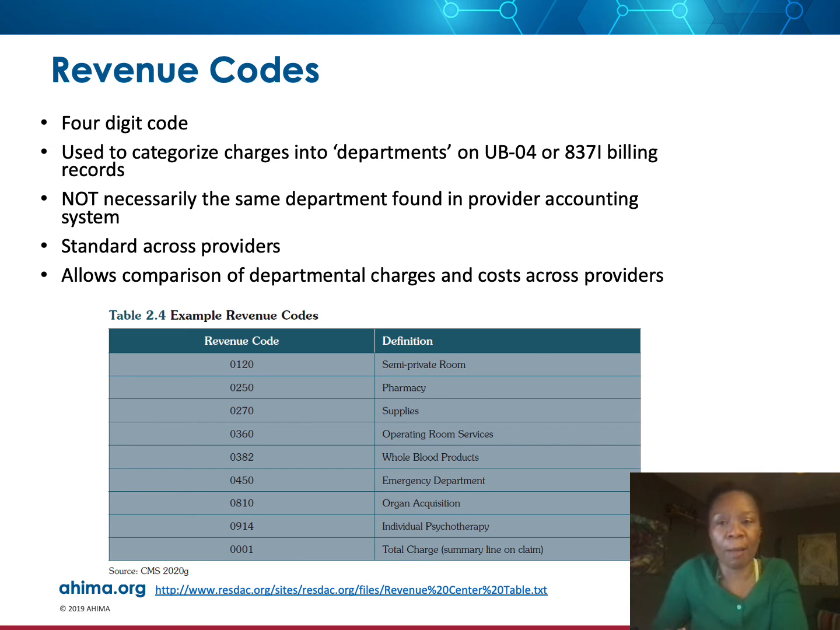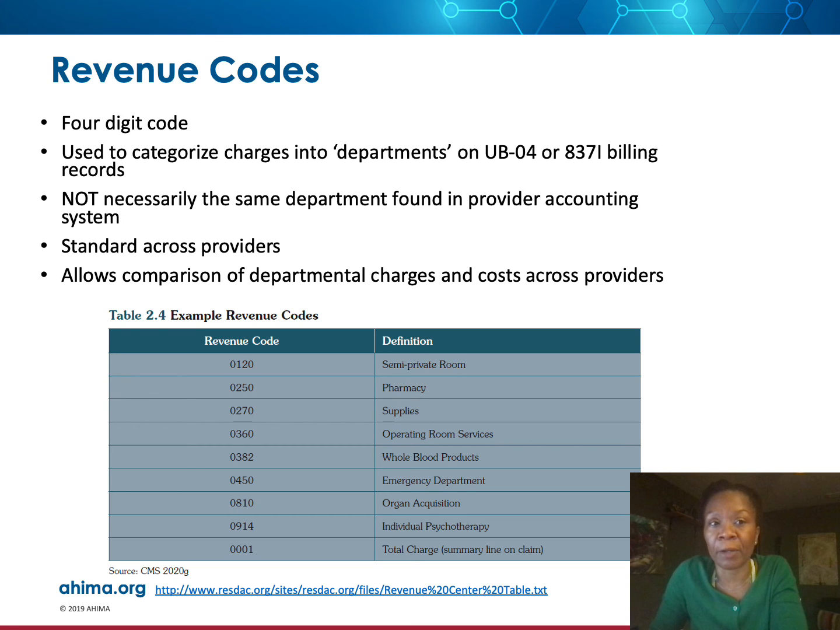The three most common code sets are revenue codes, which are recorded on hospital facility claims to assign services and charges to the department. Revenue codes are a 4-digit code that is used to categorize charges into a department on the UB-04, what they call the Uniform Bill, or an 837I billing record.